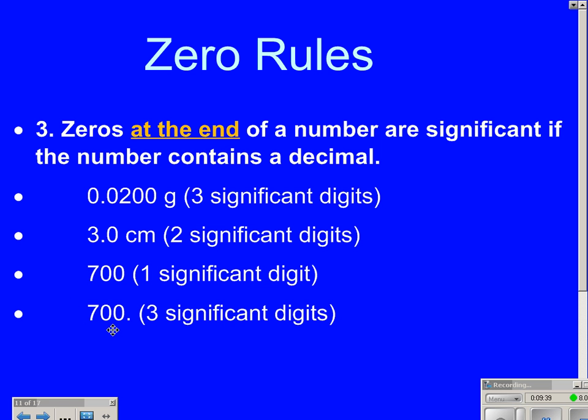Now this one right below it has a decimal, 700, but with a decimal at the end, indicating that whatever measured this is not only accurate to the hundreds, it's also accurate to the tens and the ones place. So hopefully this helps you understand what that decimal is telling you about what measured it and the accuracy of that equipment.